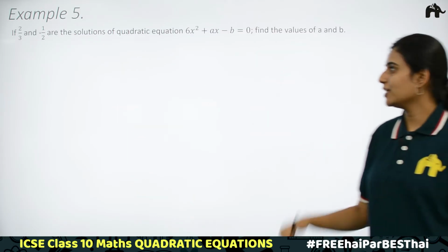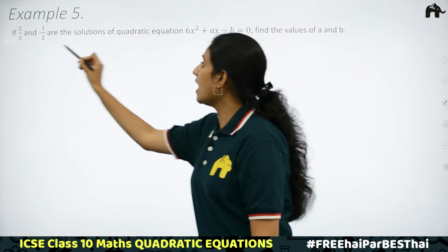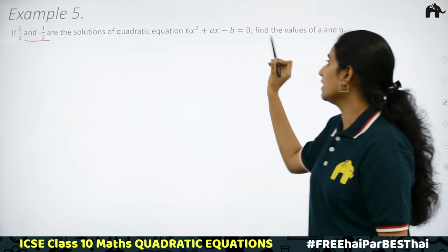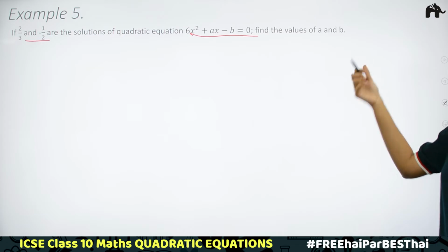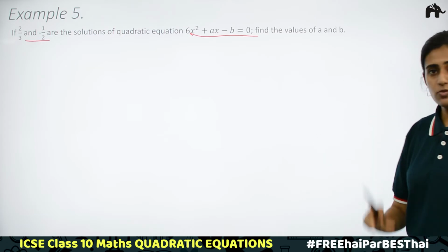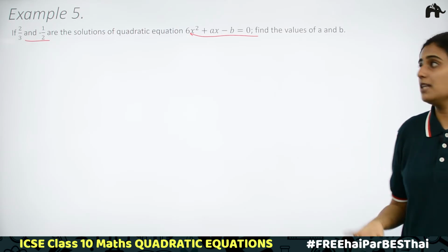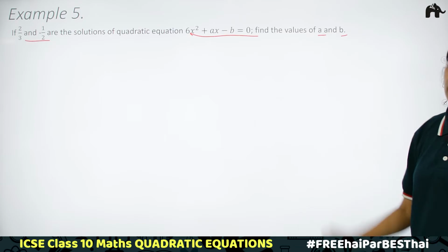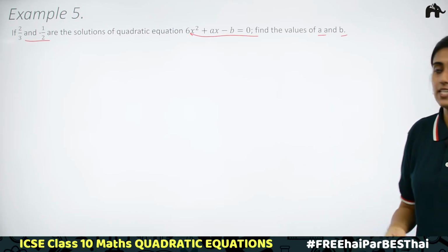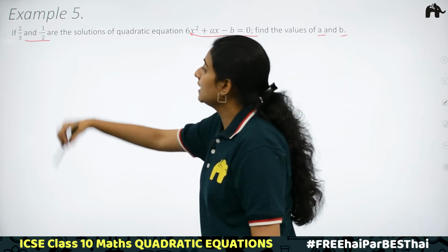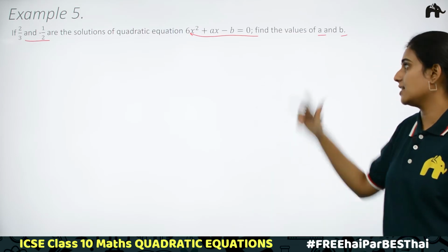Okay, next example question. If 2 by 3 and minus 1 by 2 are the solutions of a quadratic equation, 6x square plus ax minus b is equal to 0, find the value of a and b. In our previous question, we determined the value of p. We had a single variable p to find, but here we have to find a and b. There we had only one solution, one value of x given. Here x is equal to 2 by 3 and x is equal to minus 1 by 2 are the solutions of the given quadratic equation.